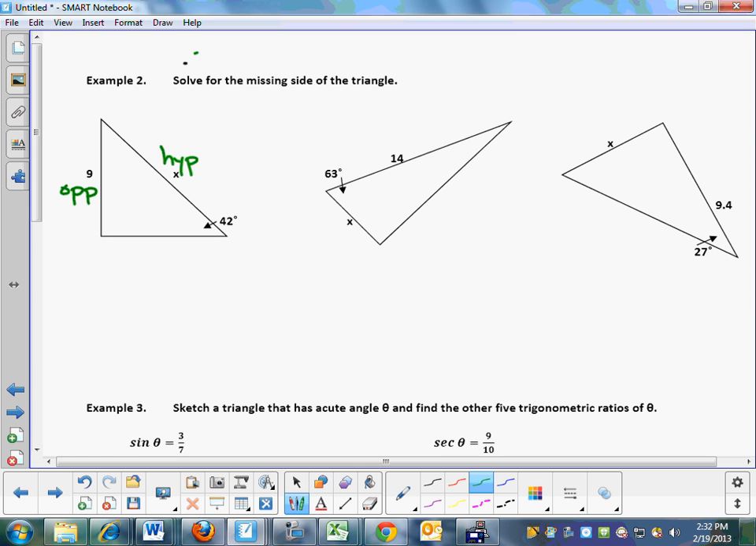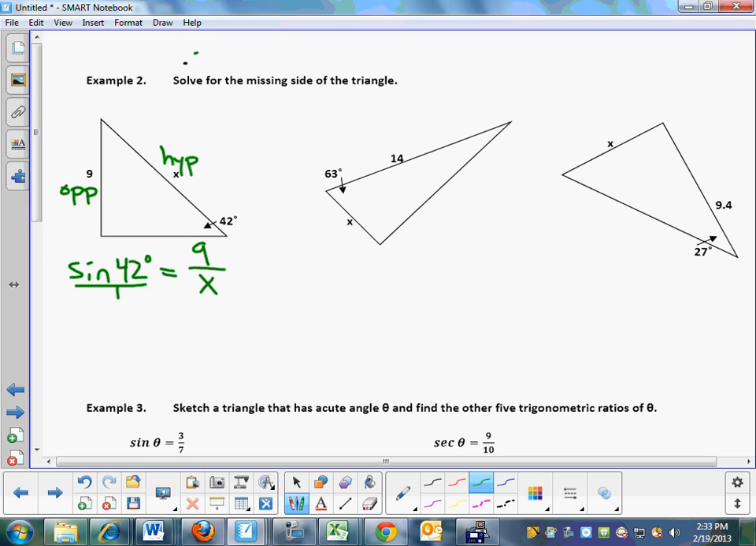Now this is from geometry. You guys have seen this before. But do I take the sine of 42, the tangent of 42, or the cosine of 42? Sine, because you have opposite over hypotenuse. So we're going to say that the sine of 42 degrees is equal to the opposite, which is 9, divided by the hypotenuse, which is x.